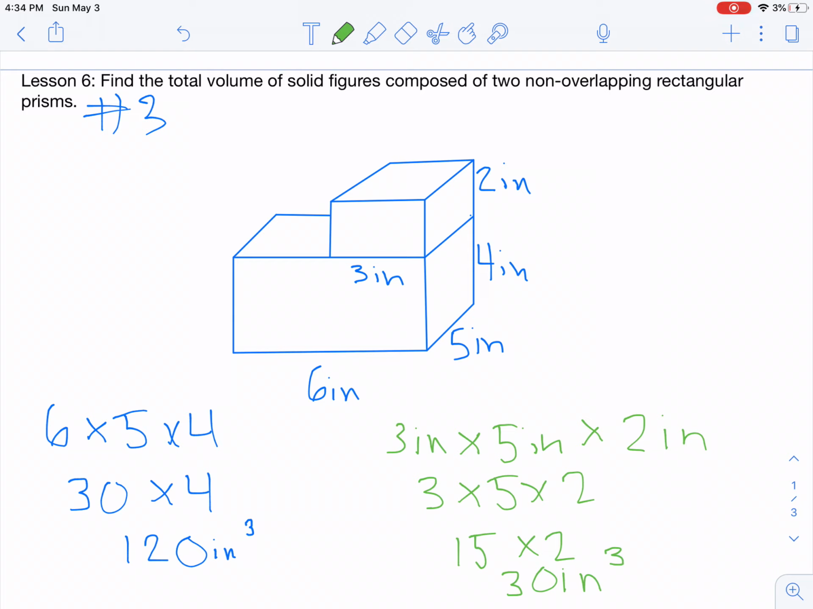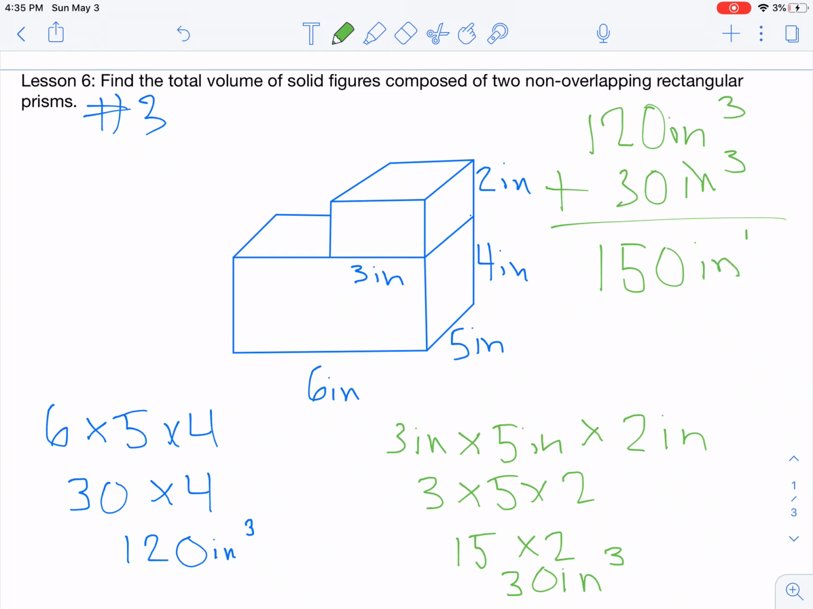And then what do we have to do in order to find the total volume of them both? Great, we have to add them together. So we have 120 cubic inches plus 30 cubic inches, which gives us a grand total for the whole thing of 150 cubic inches.